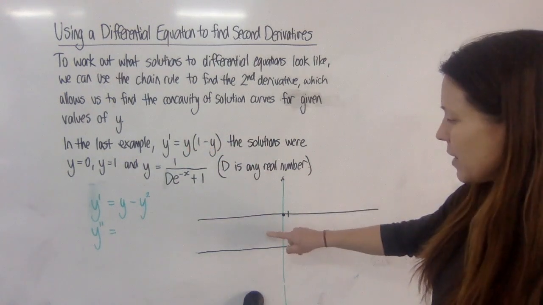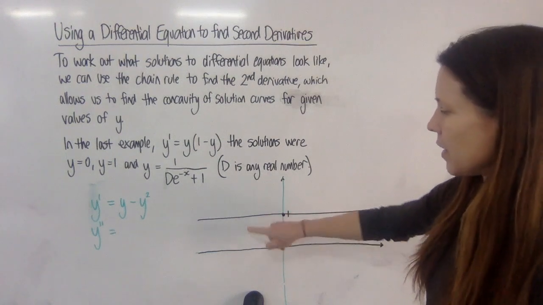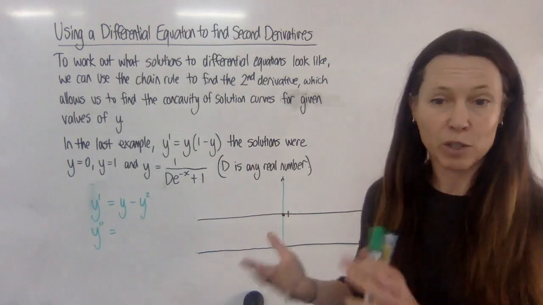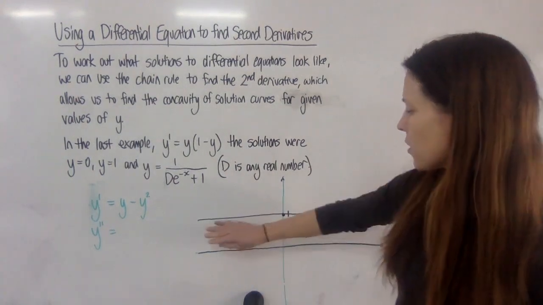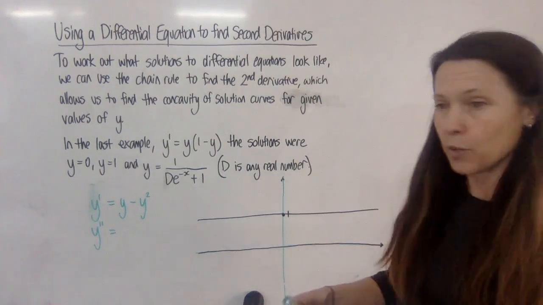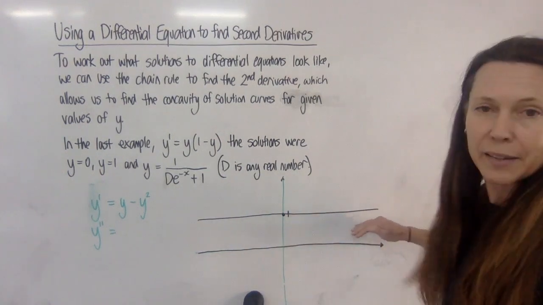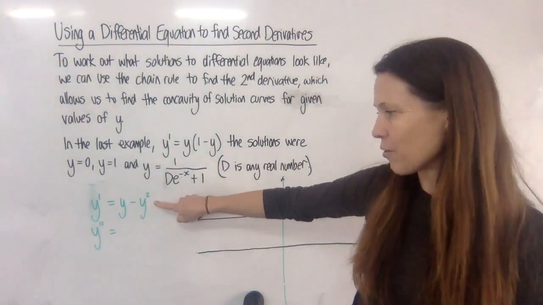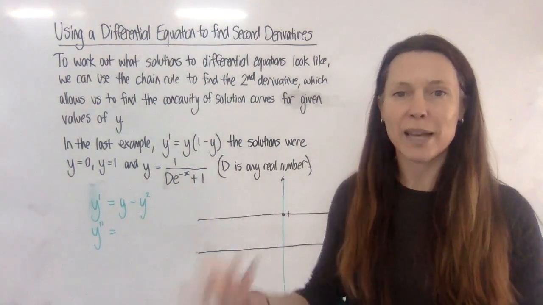But if y is in between 0 and 1, then it's going to be positive, so this number would be positive, and 1 minus something between 0 and 1 would also be positive. So the gradients of our solution curves in here are positive. So we've got some sort of slopes that are all going this way, okay, and we can think that through. But what's the concavity doing? Well, let's differentiate this with respect to x.